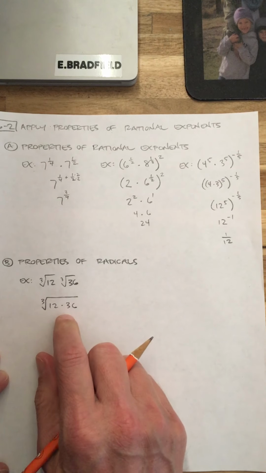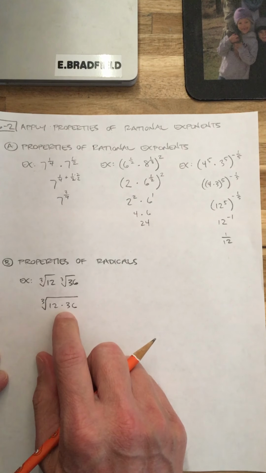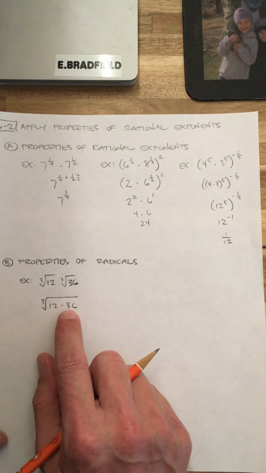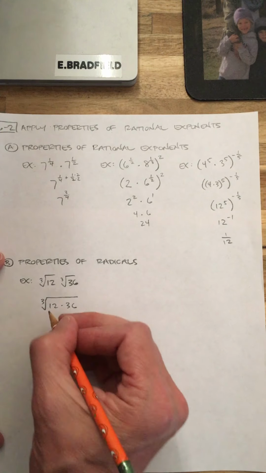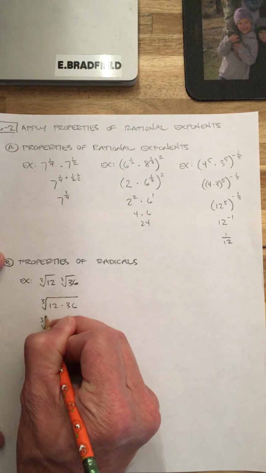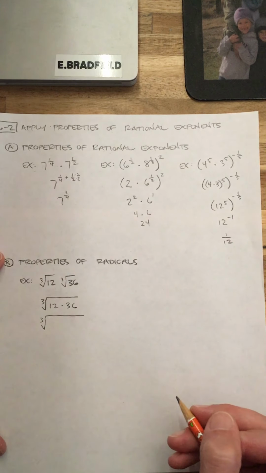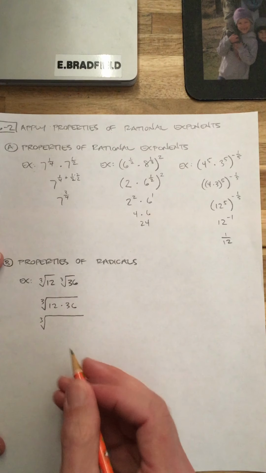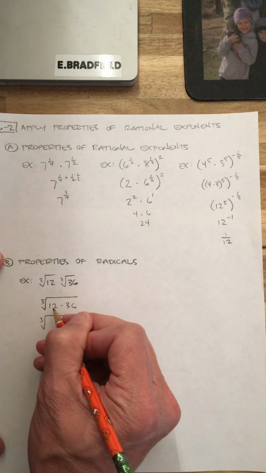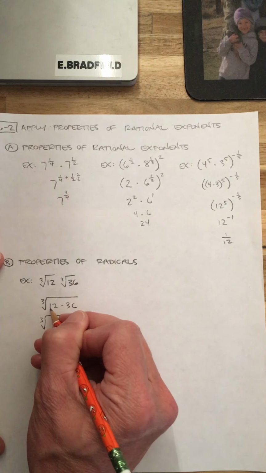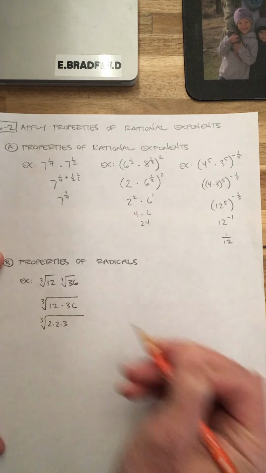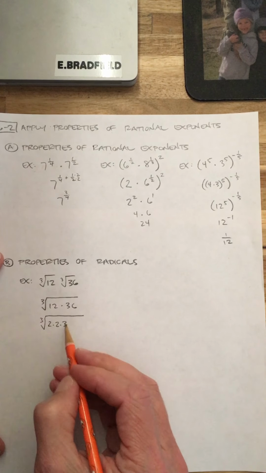All right, and then we have 12 times 36 inside. Now because we need to simplify this, I'm going to break it down. I'm looking for cubed roots of these numbers. Now there's a bunch of ways I can do this. I'm just going to show you one way that might work for you, and later I might show you a different way. So if I break down 12 into prime factorization, we know 4 times 3, but then it's 2 times 2 times 3, right? 2 times 2 is 4, times 3 is 12.